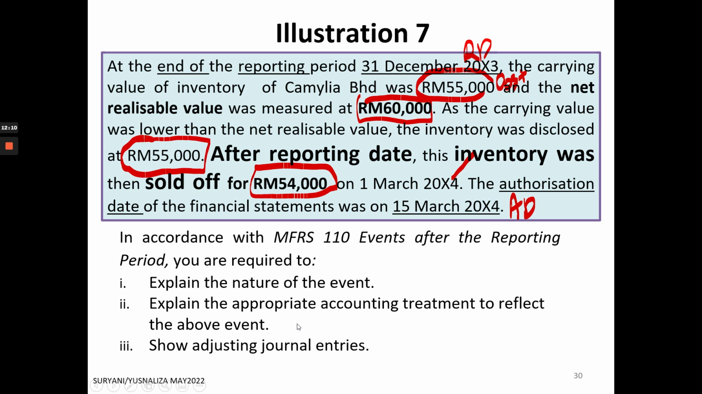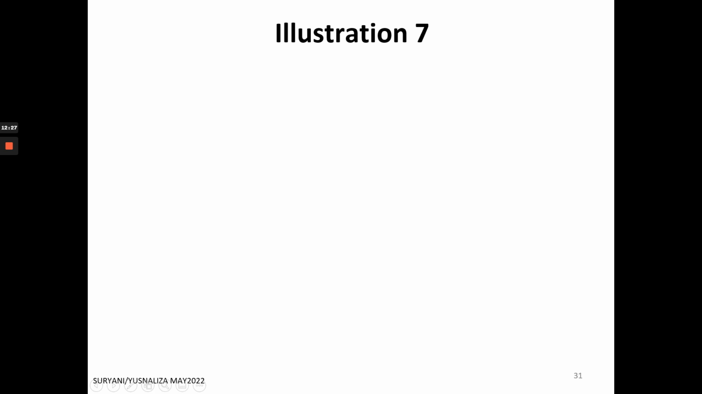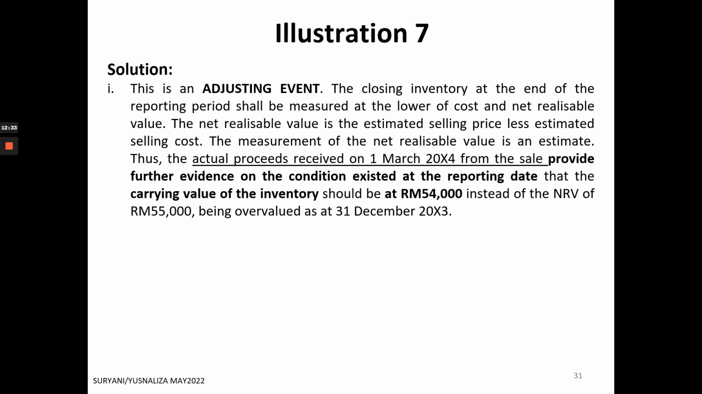Explain the appropriate accounting treatment. So you must do it according to MFRS 102 treatment, and also show the adjusting journal entry for the accounting treatment. Right, so inventory being sold off is the event that took place, and that was on 1st of March 2004. And the answer to that, you know that this is an adjusting event. The reason is because inventory of course shall be measured at the lower of cost and the NRV. And here the measurement of the NRV is an estimate. Earlier it was 60,000, and that is the reason you measure it at cost.